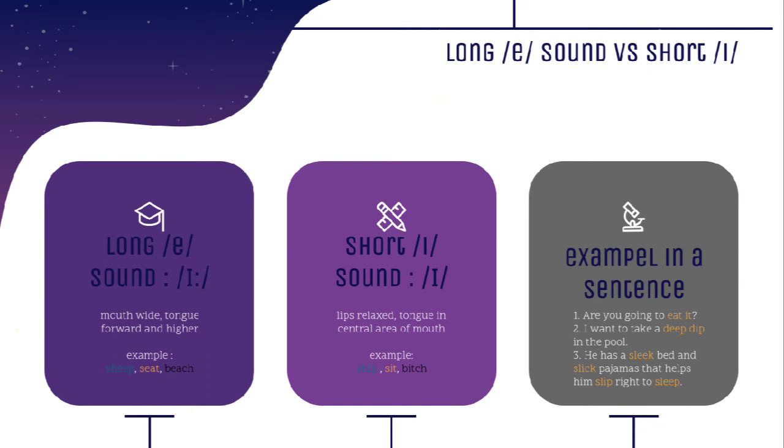Now for short E sound. This one is just completely relaxed. Lips are relaxed, the tongue in central area of mouth. For example, sheep, sheep, sit, sit, beach, beach. And there are some examples in this sentence. Are you going to eat it? I want to take a deep dip in the pool. He has a sleek bed and sleek pajamas that help him sleep right to sleep.